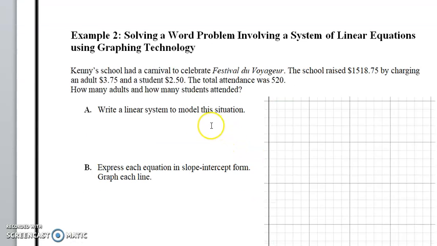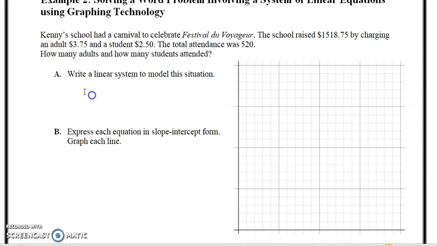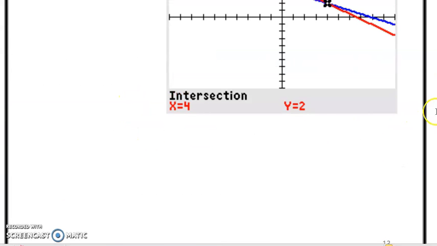Let's look at the next example. This one here is a word problem. It doesn't have the equations, so you have to come up with the equations again like we did in the first two sections, and then graph. So the school has a carnival to celebrate the festival. The school raised $1,518.75 by charging an adult $3.75 and a student $2.50. What's the total attendance? That's going to be similar to what we did in the last chapter.